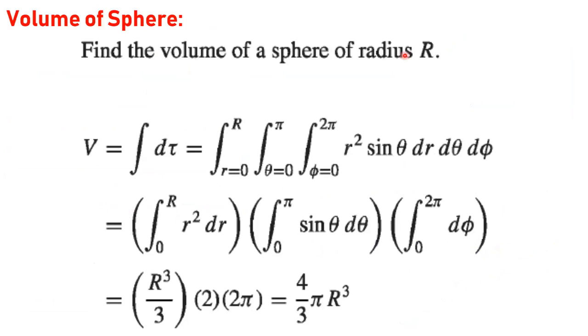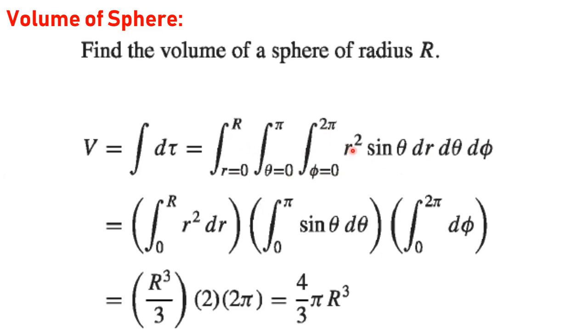So the problem is to find the volume of the sphere. Now, this problem is extremely easy. I just have to integrate the volume element. This is given to us that the sphere has a radius r. So I need to just integrate: the limit for the r variable will be from 0 to r, the limit for theta is from 0 to pi, and the limit for phi is from 0 to 2 pi. So this is just a triple integral.